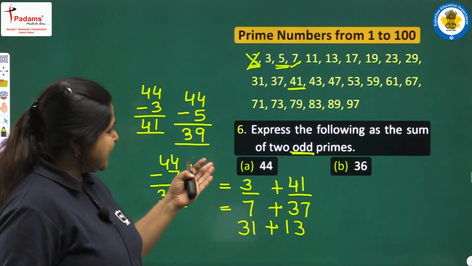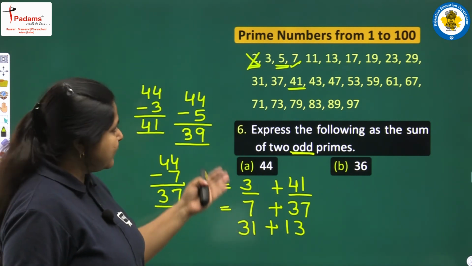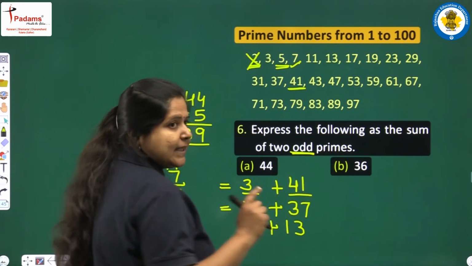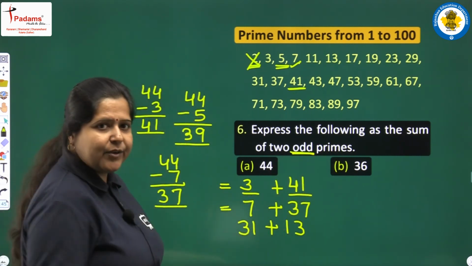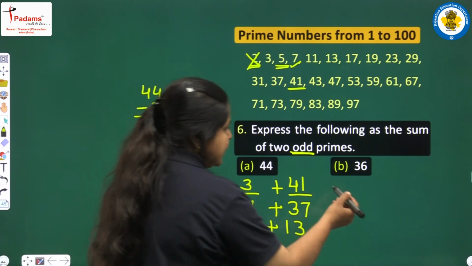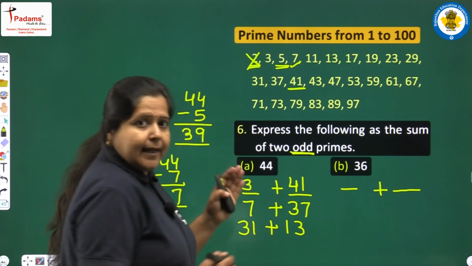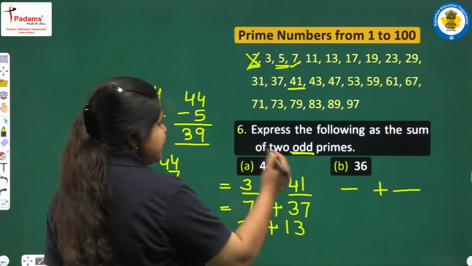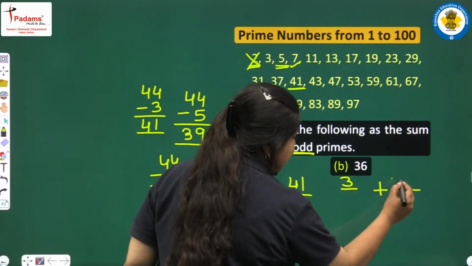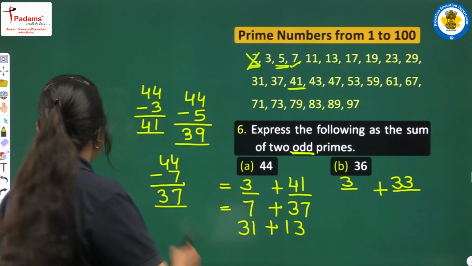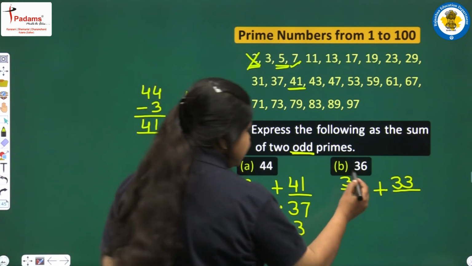So we are writing 2 or 3, but we have been asked only 1. Express as the sum. We have been asked only 1 pair. I have written 3. You can take any other also. Then we have to break this 36 also in 2 ways. Again, if we take the first one as 3, then the second one will be obviously 33. But 33 is not a prime number. So we will cancel it.